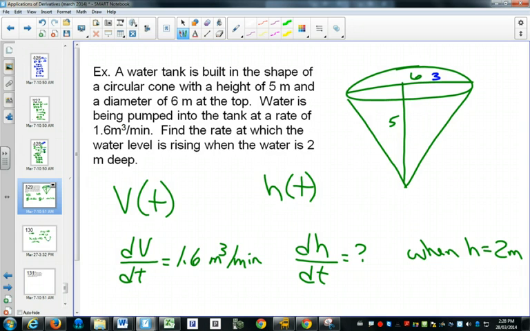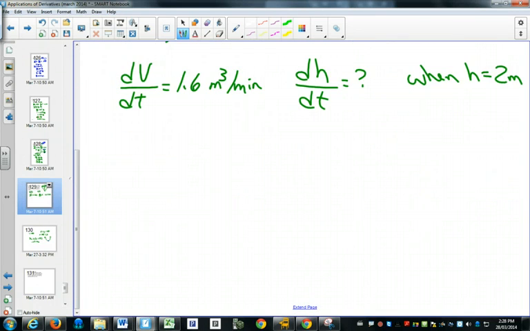So now the hardest thing in these related rate problems is creating that equation. How do you write a formula for volume of a cone based on height only? So first of all, we can start by writing out the volume of a cone. Do you remember the formula? It was 1/3 of a cylinder. Pi r squared times height.